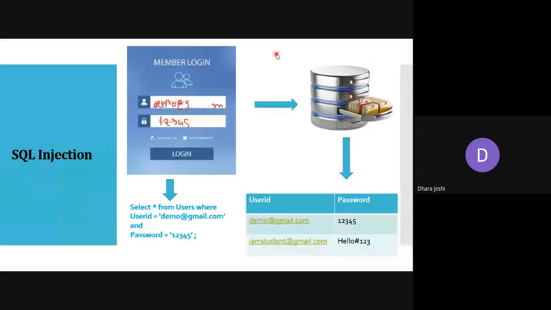So there can be two possibilities. The first one: suppose the user has entered demo@gmail.com and 12345, which matches your users table tuple, then it will provide true. And suppose the user has entered abc@gmail and a password which is not available in the database, then it will give you false. So there are two possibilities: as per the SQL query you get either a true or a false result.